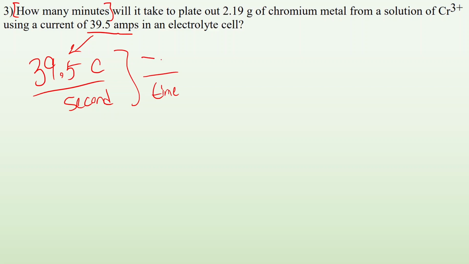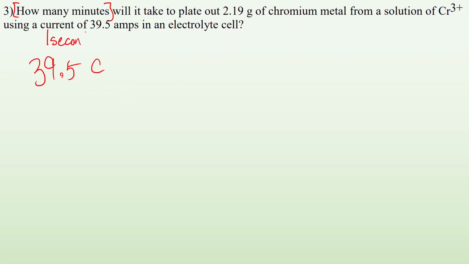So what I'm going to want to do is flip that whole thing, take the inverse. So instead of having 39.5 coulombs per second, I'm just going to write, hey, 1 second over 39.5 coulombs. It's the same ratio. But now I have my time on top. So now I can start to do some dimensional analysis. All right, well, what do I know about coulombs? I know that there are 96,500 coulombs per 1 mole of electrons. That's going to take care of my coulombs.